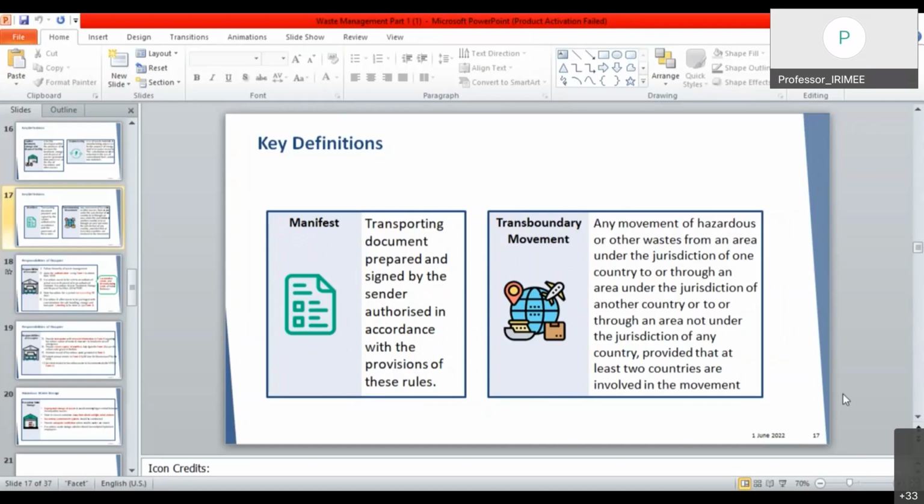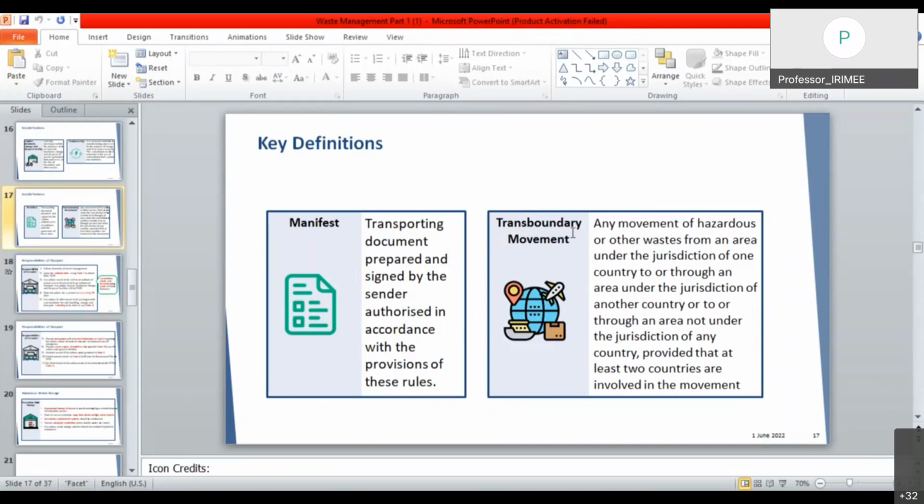As per these rules, a manifest is a transporting document which is prepared and signed by the sender, authorized in accordance with the provisions of these rules.